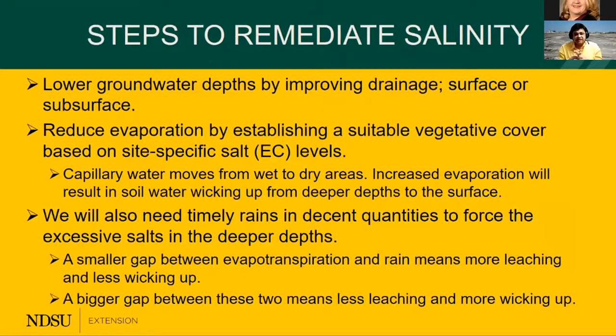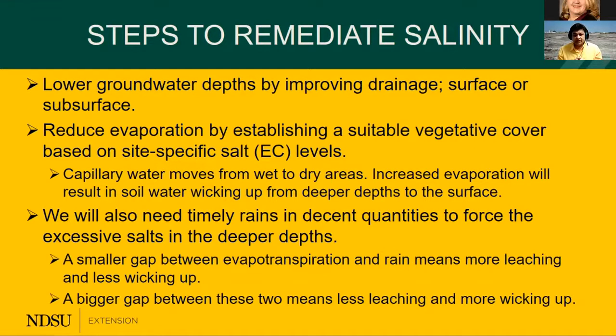So if we look at the steps to remediate salinity, number 1 thing is to lower the groundwater depth. If there's a low area which is always full of water, or groundwater depth is very shallow, we are not going to get rid of salts or sodium or magnesium issues. Because say if the groundwater depth is 1.5 feet below the surface, the water will move the salts or other contaminants to that depth, and it'll just sit there and wick back, whether it's surface drainage or subsurface drainage.